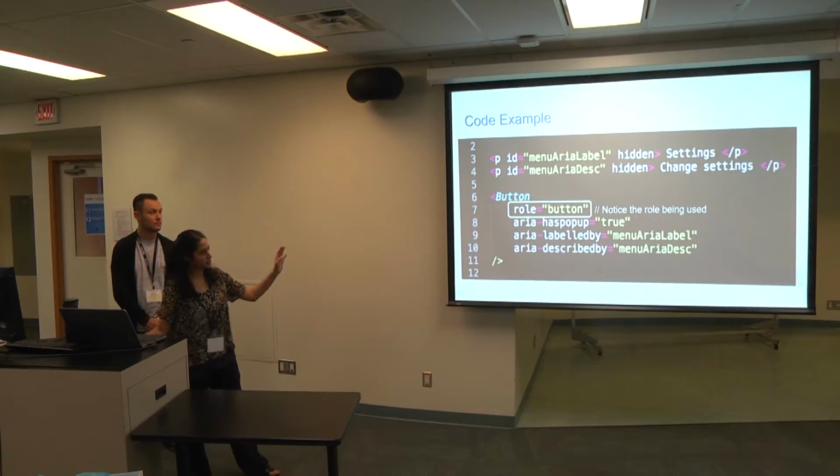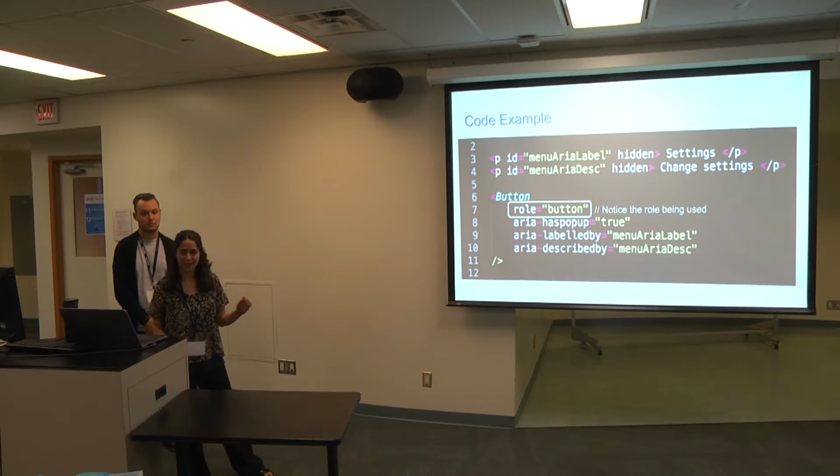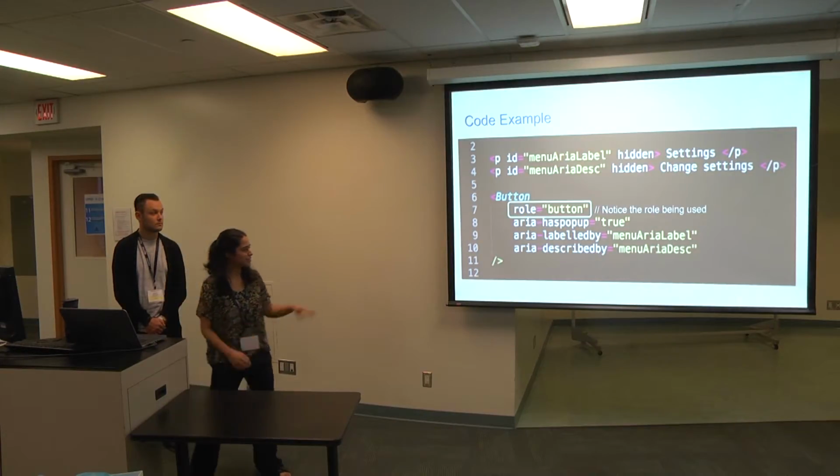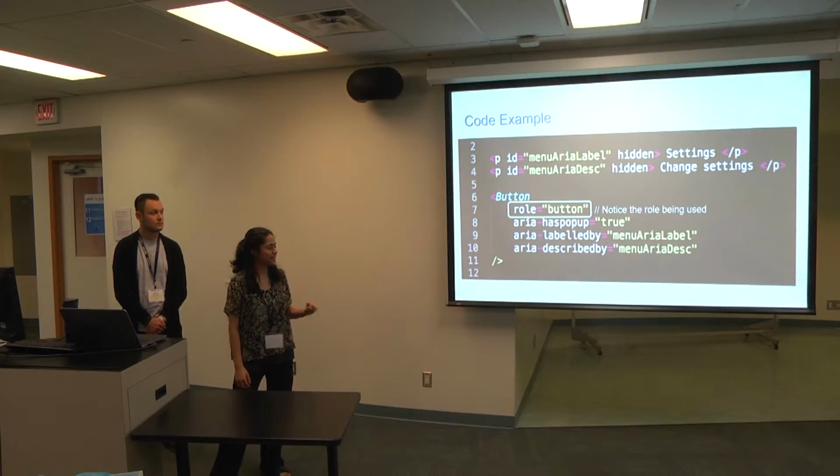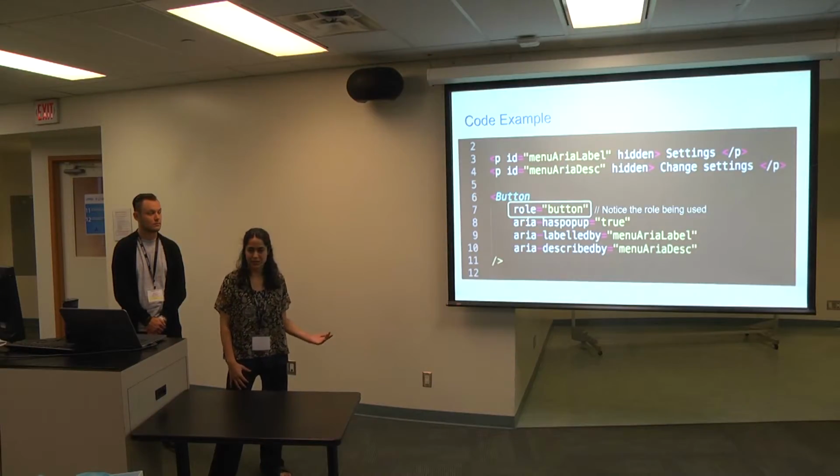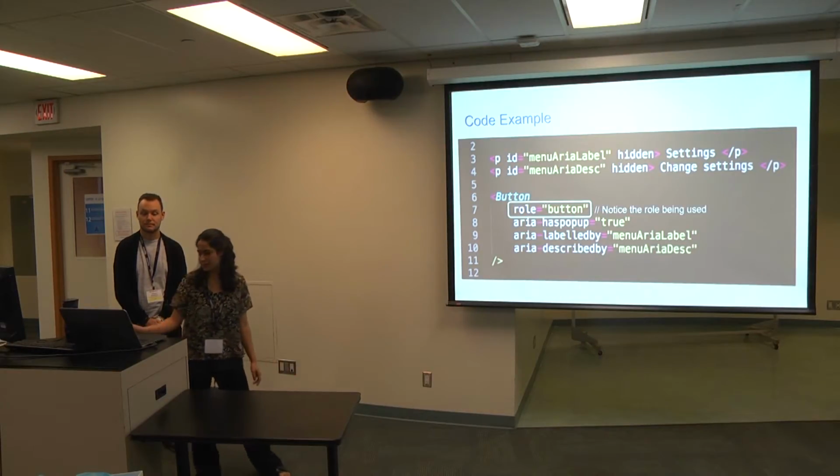Notice here that we're using the role to match the tag. And also, if you want to get a little bit more hardcore, you can see another attribute in here. ARIA has pop-up. What do you think that might be? It basically tells the user, if they click on this button, it's going to have a pop-up. It's going to open up a menu of different options they can choose. And you'll see what that looks like in a few minutes.